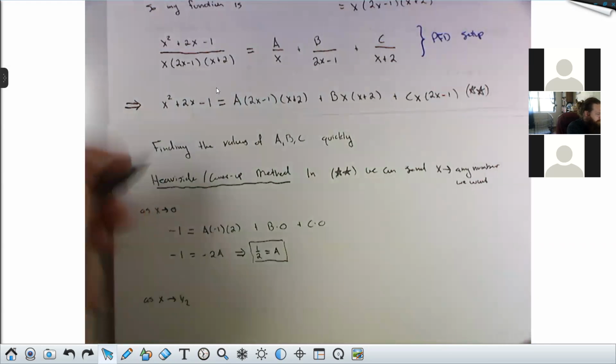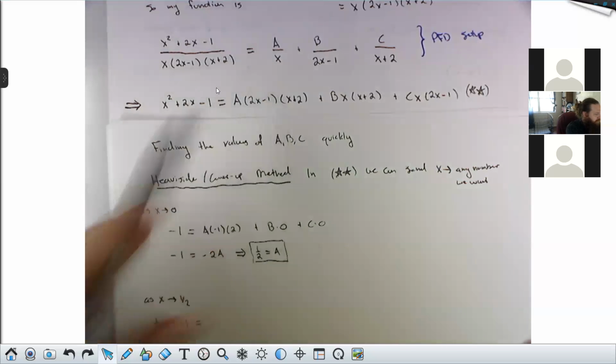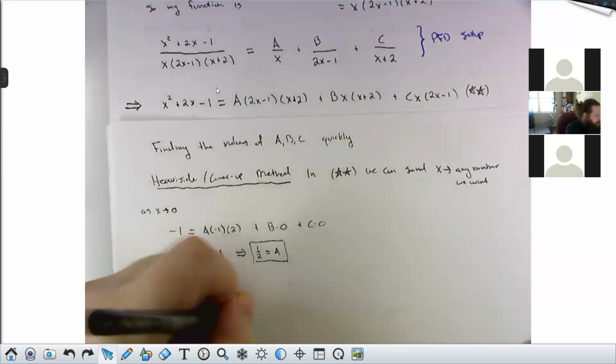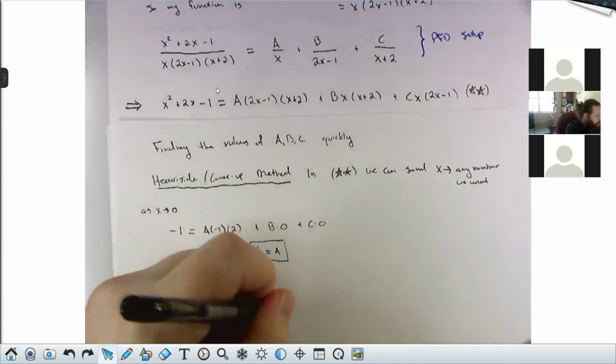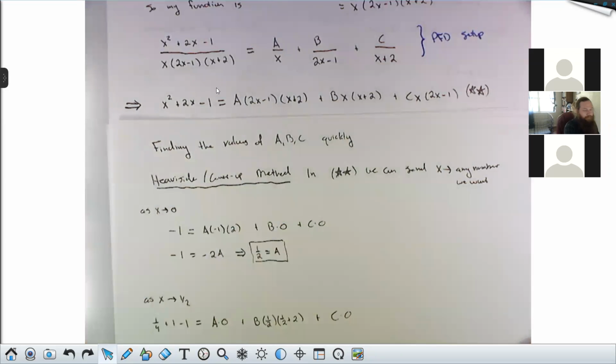What do I get there? Well, this time it's a little more complicated. 1/4, 1/2 squared, plus 2 times 1/2 is 1, minus 1 equals a times 0 plus b times 1/2 times 1/2 plus 2. I'll just write it like that. Plus c times 0. Right? This factor makes the a piece 0. This factor makes the c piece 0. So I'm just going to get b's out of this.